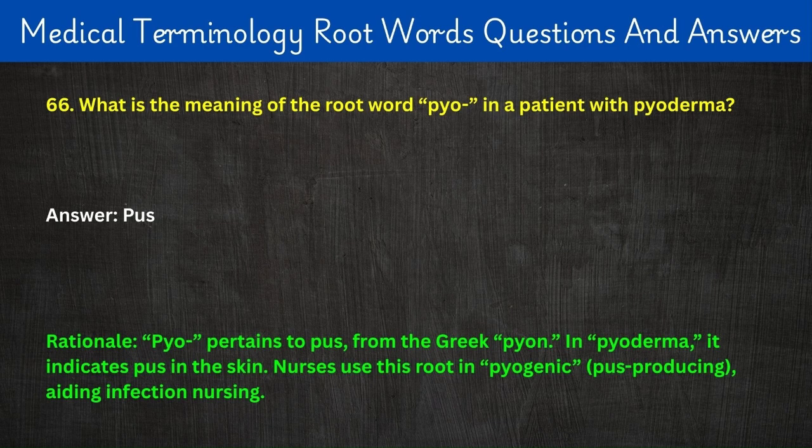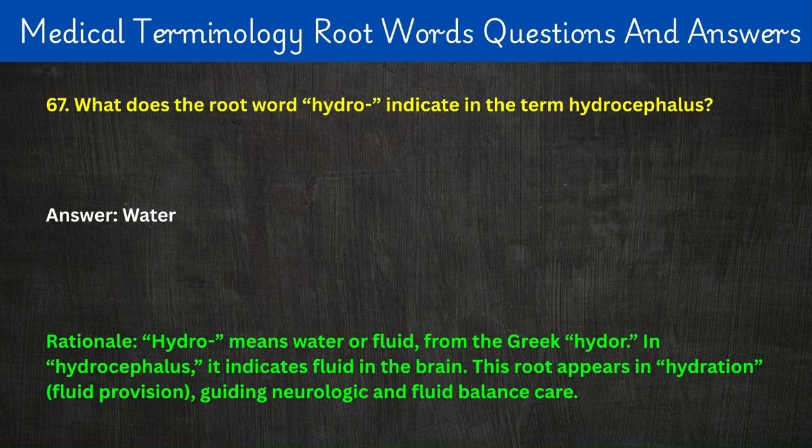Answer: pus rationale. Pyo- pertains to pus, from the Greek pion. In pyoderma, it indicates pus in the skin. Nurses use this root in pyogenic, pus-producing, aiding infection nursing. 67. What does the root word hydro- indicate in the term hydrocephalus?